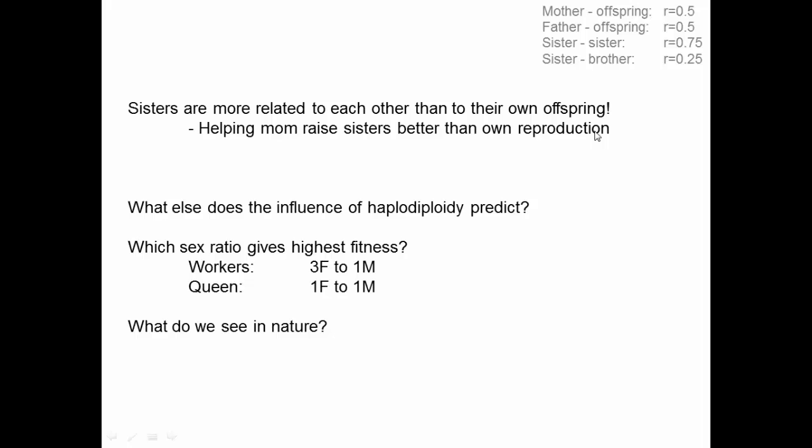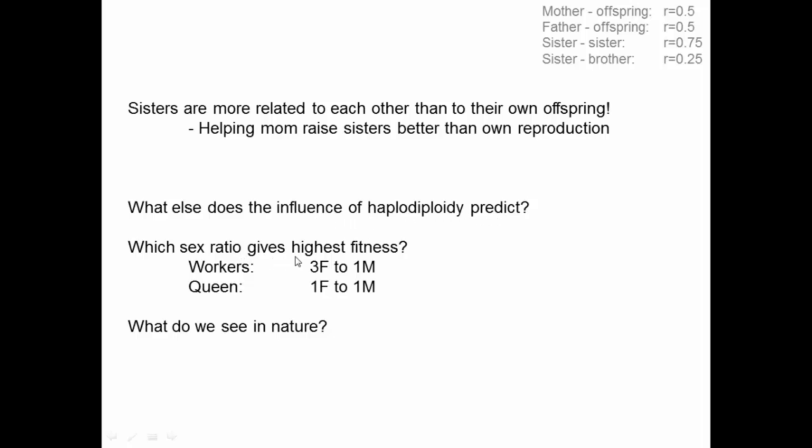If the options for behavior are reproducing on your own and having 10 offspring, or helping your mother produce more offspring and the mother could have 10 extra siblings, that actually would result in a higher fitness for that individual. What else does this influence of haplo-diploidy predict?